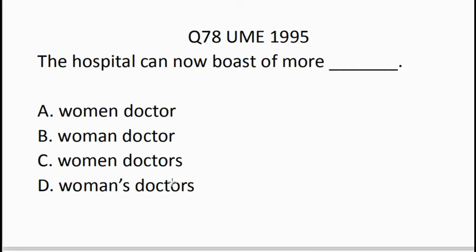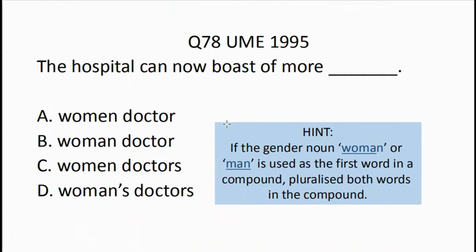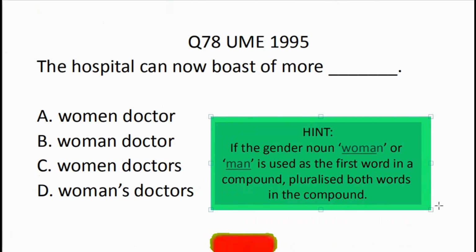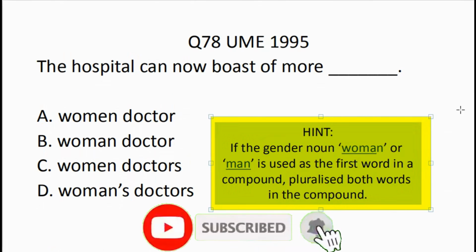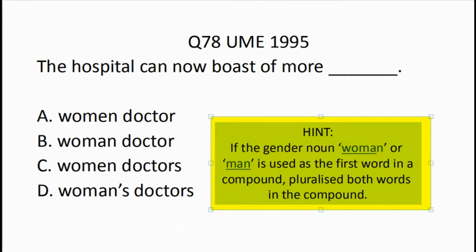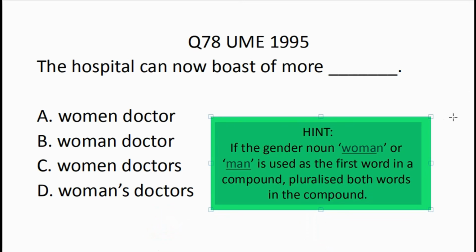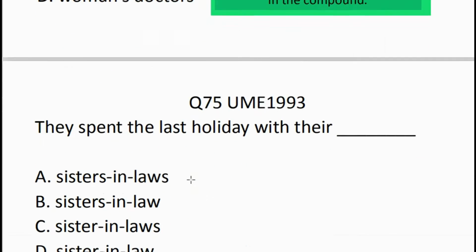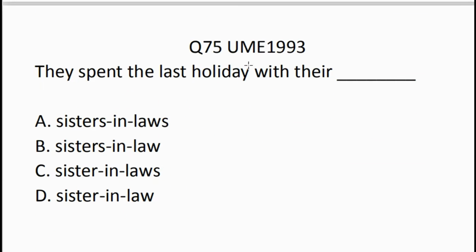Look at what we said here, that if the gender noun woman or man is used as the first word in a compound noun, both words are pluralized. Then that means, following this rule, the correct option is option C. The hospital can now boast of more women doctors. The next question is question 75, UME 1993.